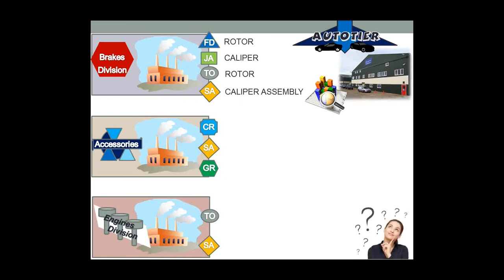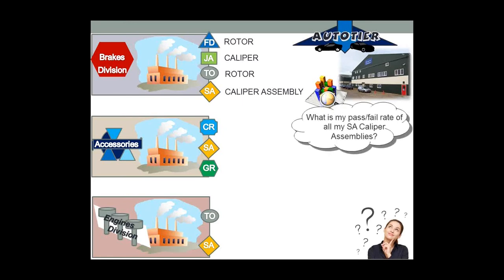As a quality engineer manager or a plant manager or a corporate level manager, you might be wondering, what is my pass-fail rate of all my SA caliper assemblies that are happening? Even though there are multiple parts that are made for that assembly, what is my overall capability or my pass-fail criteria for the caliper assembly? These are some of the quality metrics, and every company could have their own unique quality metrics that you are targeting and trying to achieve.